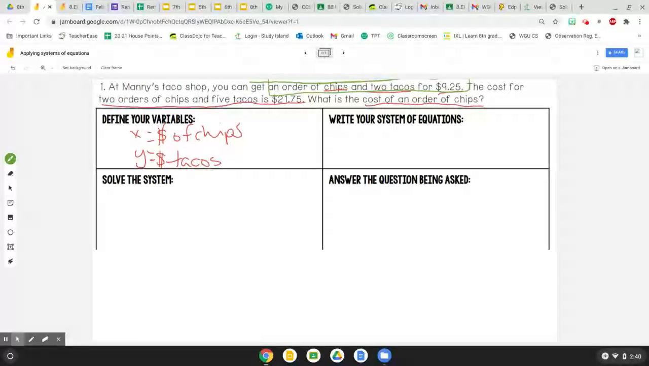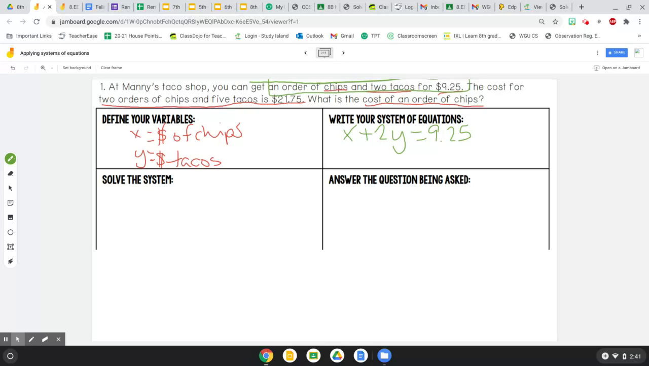So think about how I'm going to represent this. It says an order of chips. Well, an order means just one order of chips. Well, one order of chips is going to be X amount of dollars. And so I'm combining that, so that's going to be plus 2 tacos. The cost of tacos is going to be represented by Y. So that's 2Y equals that 9.25. So that's the first order.